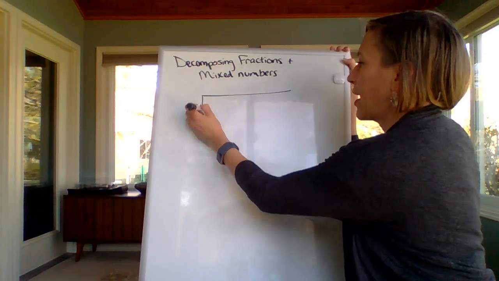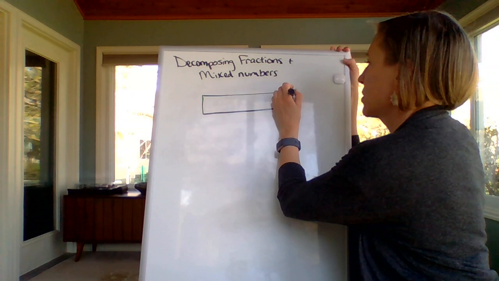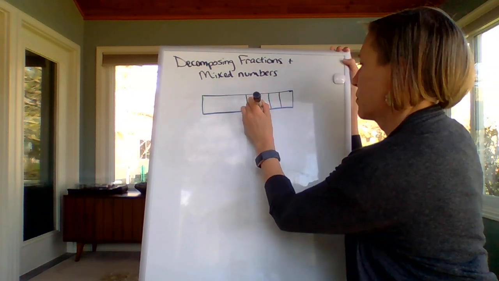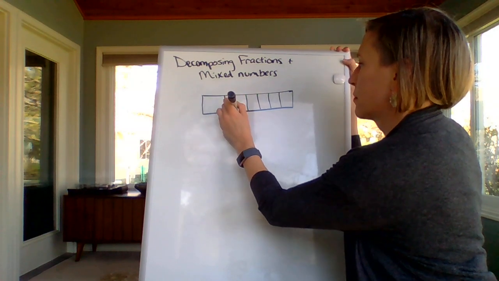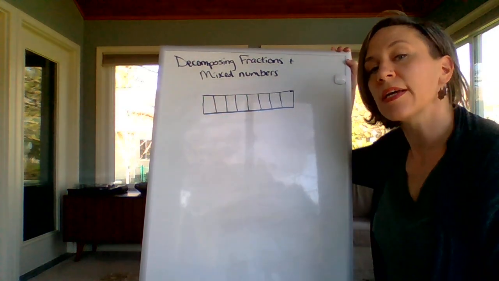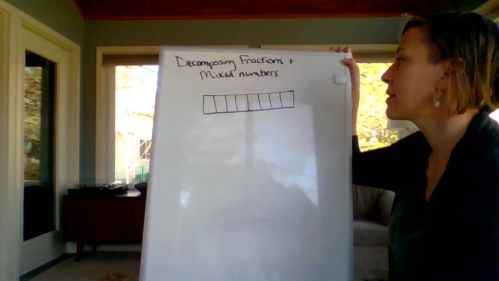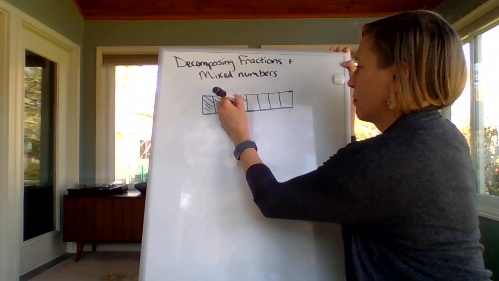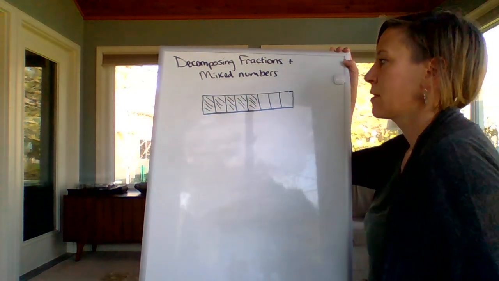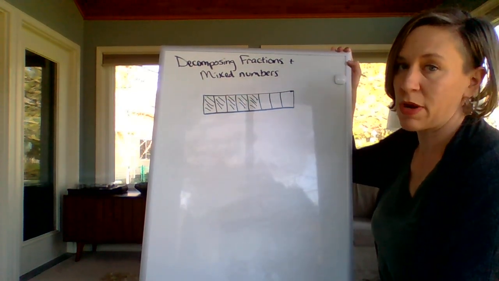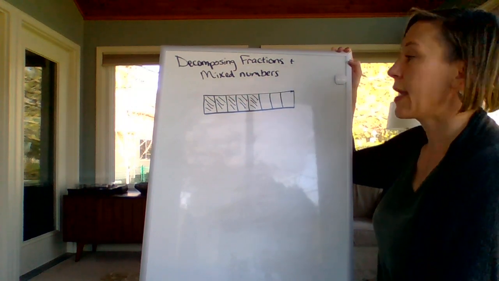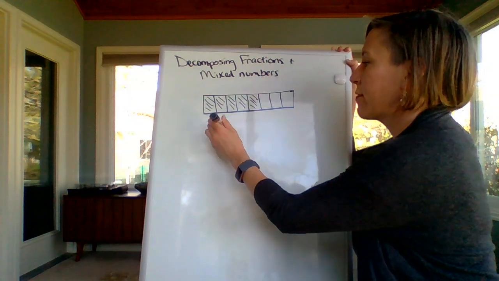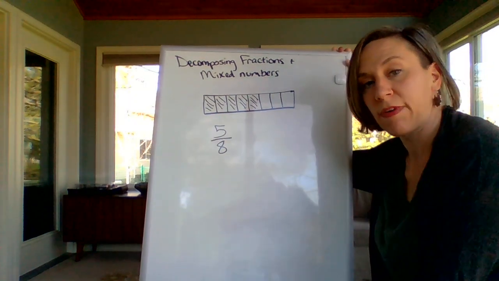I know that we use ninths in the one video. I'm going to do some eighths here. So I have a rectangle here that's cut into 8 equal pieces, and I'm just going to shade in some of them. So if you take a look here at my fraction model, we have 8 equal pieces, so that's our denominator, and 5 of them are shaded in. So this is the fraction 5/8.